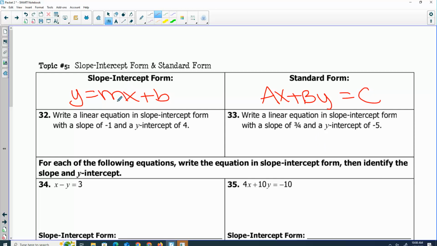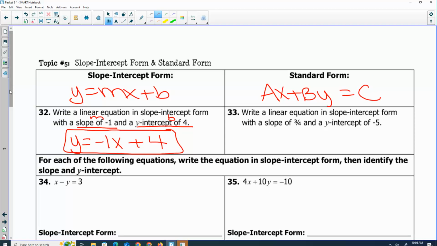In this, m is your slope and b is your y-intercept. So on 32, if I'm asking you to write your equation, y equals, your slope is negative 1, that's your m, y-intercept is 4, that's your b. So it's just y equals negative 1x plus 4. You just replace m and b. The actual equation itself keeps the x and the y. If it was written in standard form, we always had to rewrite it.